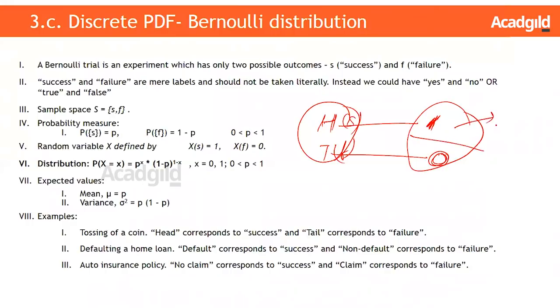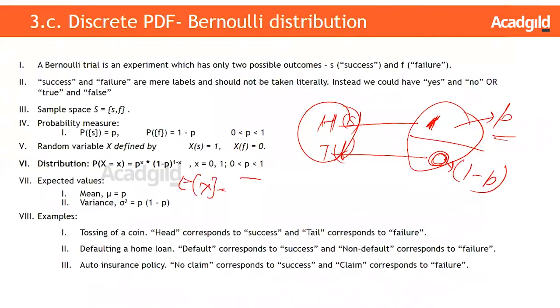And the probability of success, suppose the coin is biased, the probability of success is P, then the probability of failure is 1 minus P. Okay, so what is the parameter over here? Parameter is P. That's it. What is the expected value of X now?